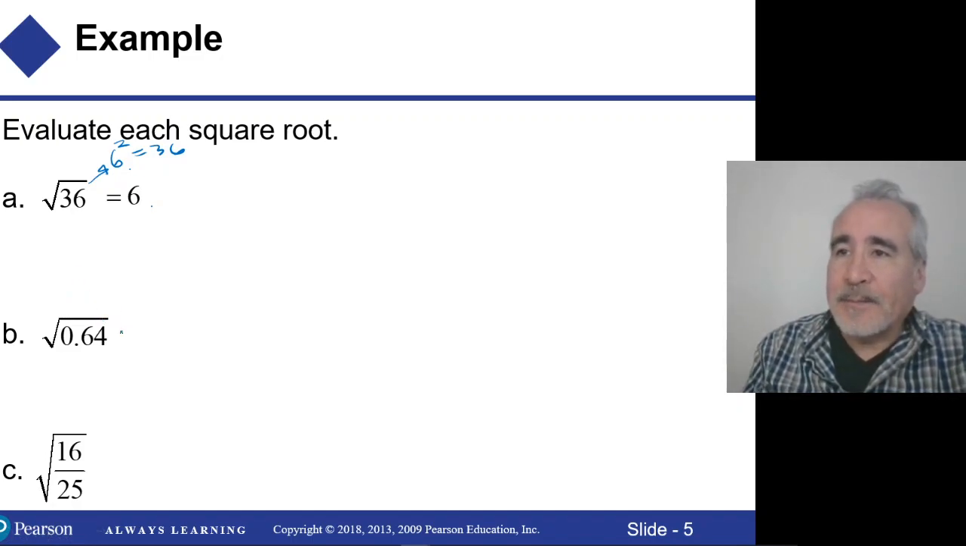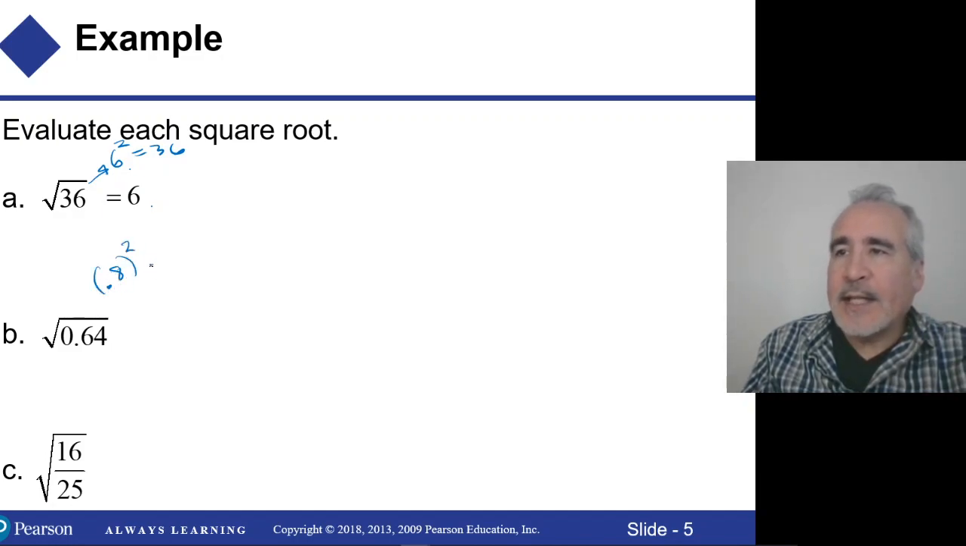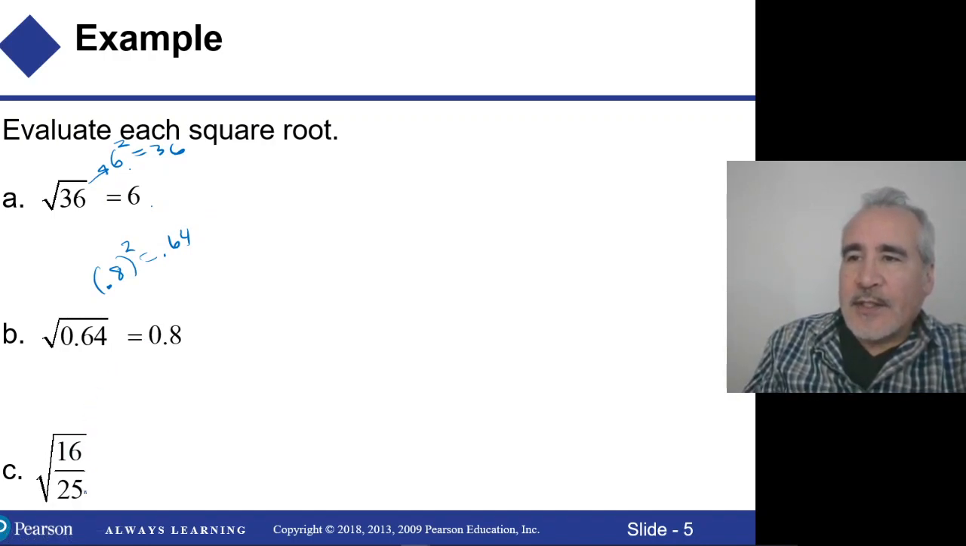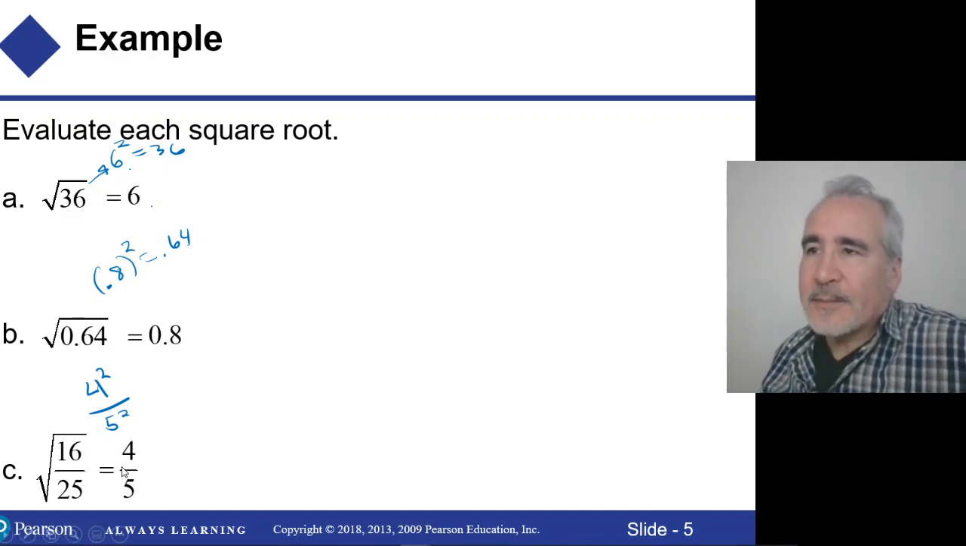square root. Okay, 0.64. Now you have to think a little bit. This is 0.8 because 8 squared, right? 8 times 8 gives us 64, and 0.8 times 0.8 gives us 0.64. So this is going to be 0.8. Okay. When we get to a fraction, 16 over 25, well, 16 is 4 squared, 25 is 5 squared, so this must be 4/5, and it is.